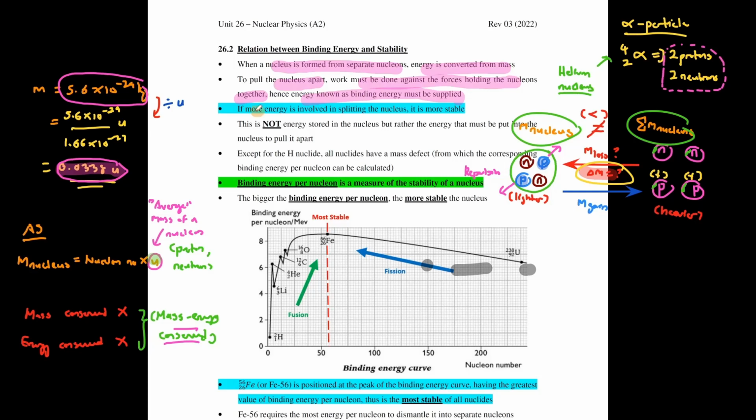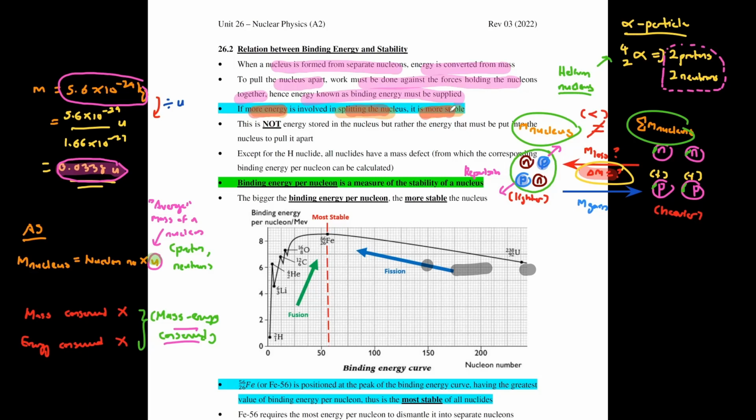Now, if you need more energy to split a nucleus, that means it is much more stable. If the nucleus requires less energy to split apart, that means it's not stable in the first place. But if you need more energy, more effort to break it apart, that means it's stable. So binding energy here is a measure of stability.